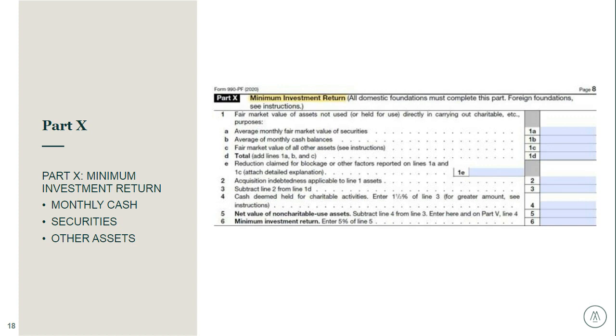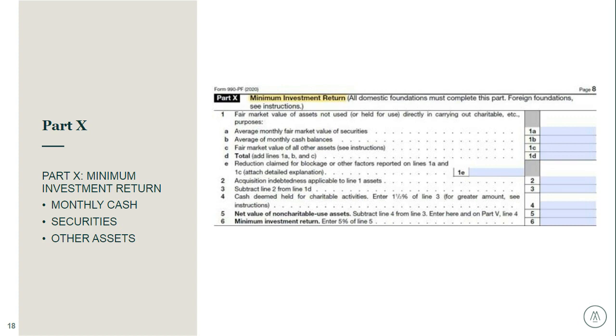Line 1C, the fair market value of all other assets. Other assets could be real estate. It could be alternative investments. It would be anything else on your balance sheet that isn't, again, used in the charitable purpose and is not program-related investments. The method for calculating here is typically you just use your end-of-year fair market value. You don't have to average.